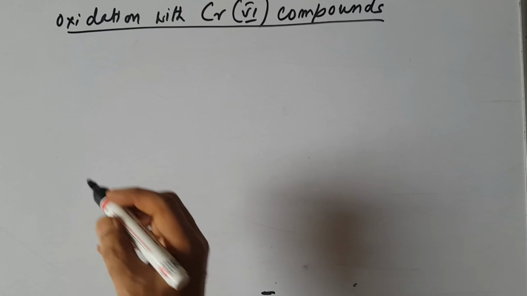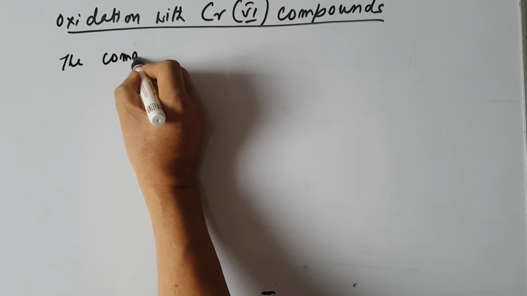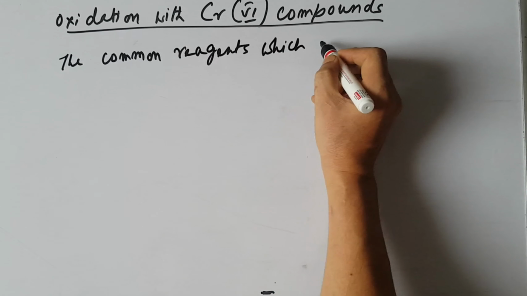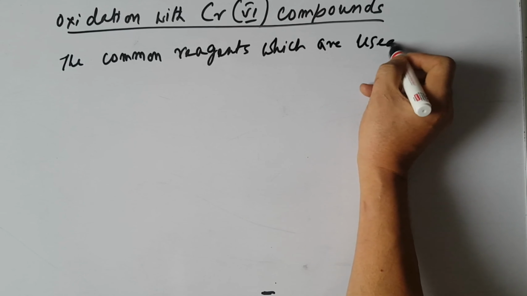potassium dichromate. So I write down here the common reagents, or you can say oxidants, which are used as chromium 6 compounds. Chromium 6 compounds are like chromium trioxide, CrO3, chromic acid, H2CrO4, and dichromate, sodium or potassium dichromate, K2Cr2O7, and then we have PCC, pyridinium chlorochromate, etc. Most commonly, we use chromium trioxide and chromic acid.